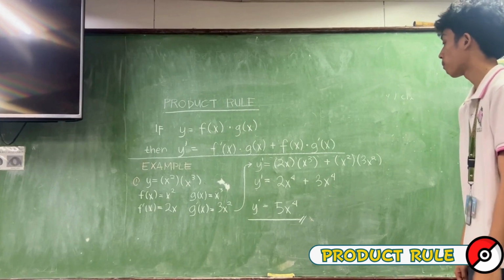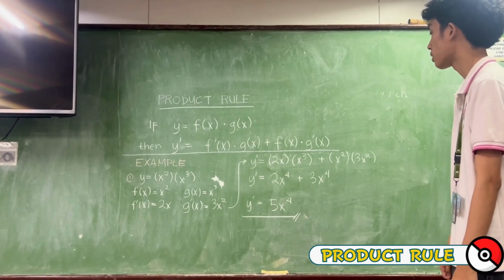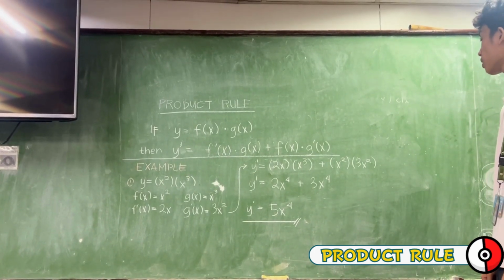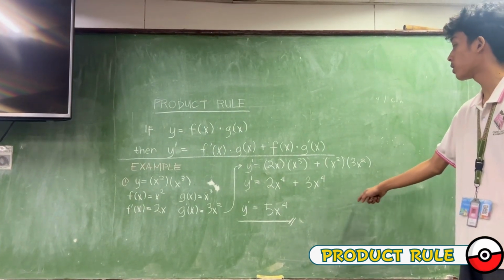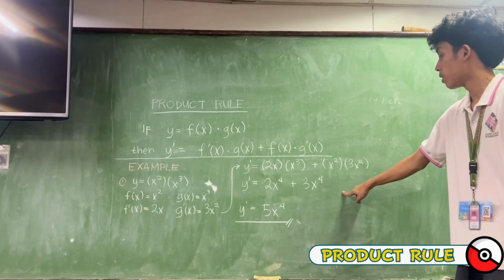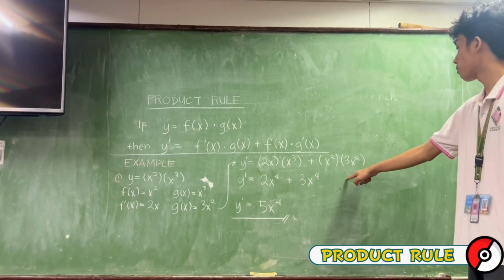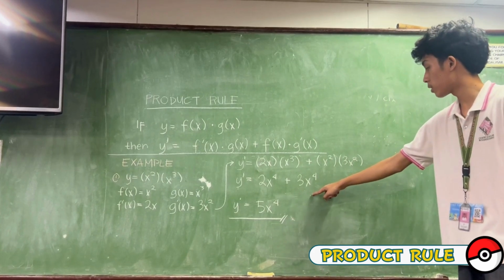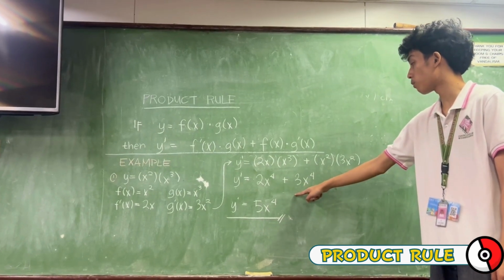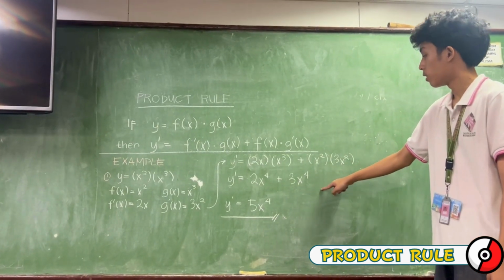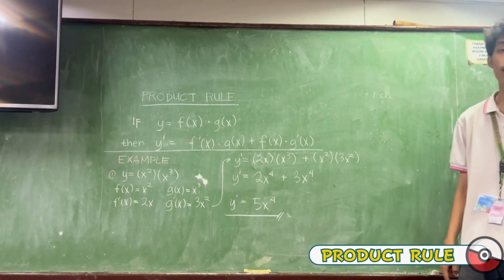And next, we're gonna find y prime, which equals 2x times x squared plus x squared times 3x squared. We're gonna do the following operation: 2x times x squared is 2x raised to 4, and x squared times 3x squared is 3x raised to 4. Next, we're gonna combine like terms: 2x raised to 4 plus 3x raised to 4 gives y prime equals 5x raised to 4. And that's the final answer.